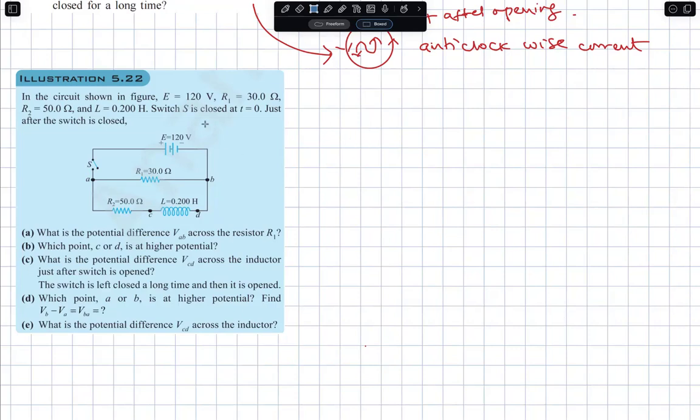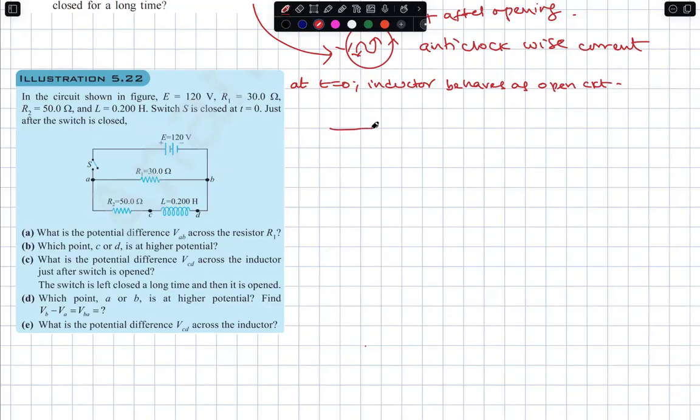In the circuit shown in the figure, E is equal to 120 volts. Some numbers were given. Switch is closed at t equal to 0. Just after the switch is closed, at t equal to 0, the inductor behaves as an open circuit. So what is the potential difference across R1? Clearly 120 volts.